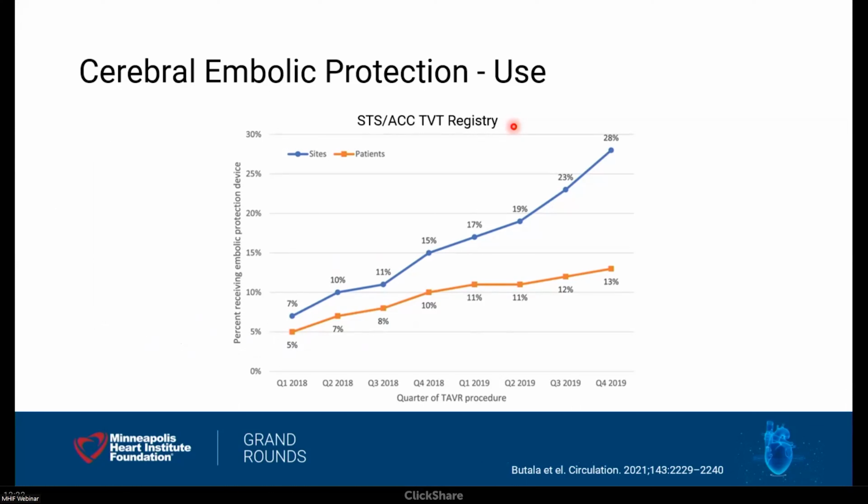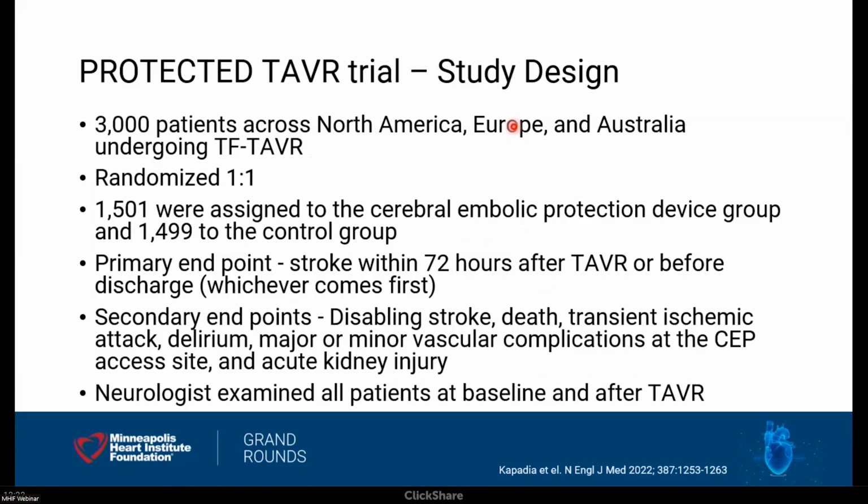Although those results seem promising, there's actually a very low adoption of cerebral embolic devices in the US. And that's the result of the fact that there's a lot of meta-analysis, a lot of other data showing that it might not really benefit for strokes. And that all set the stage for the first randomized trial, which was the PROTECTED TAVR trial.